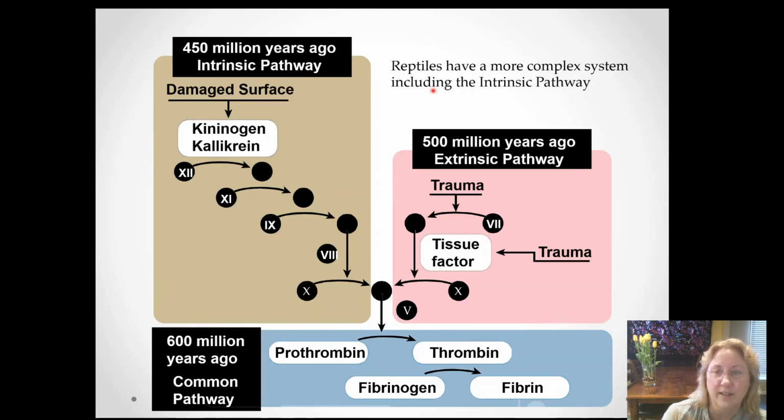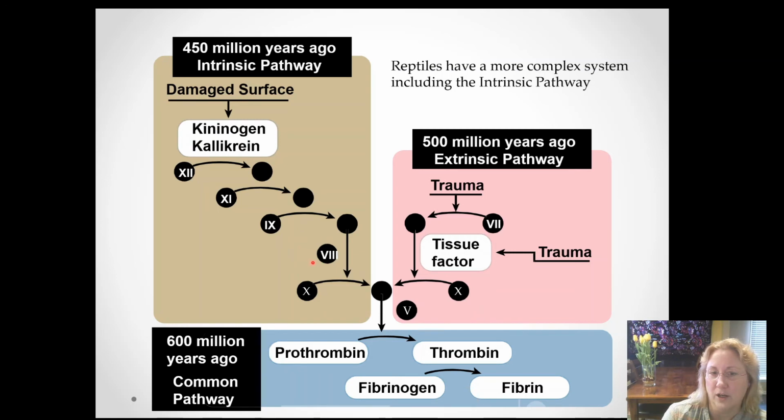Reptiles have an additional system, the intrinsic pathway. We know this evolved about 450 million years ago. And again, we see a few more of these protein factors. Each one of these, factor 10, factor 8, factor 9, are all proteins that interact with each other as part of the reaction to injury to form clots and scabs.